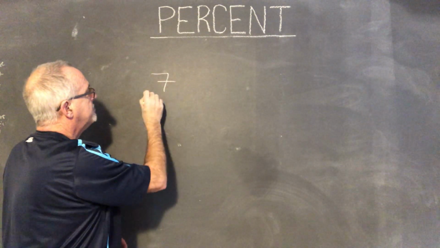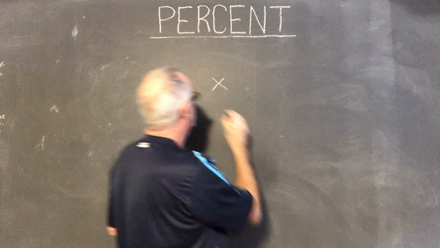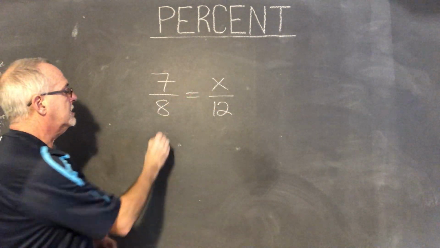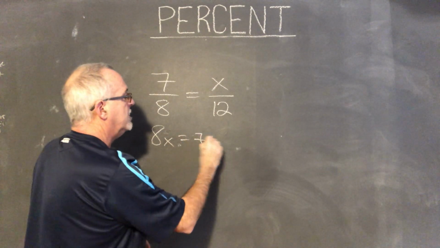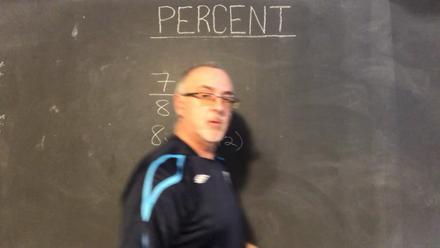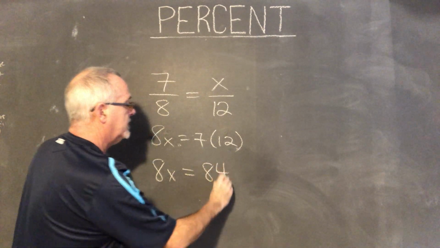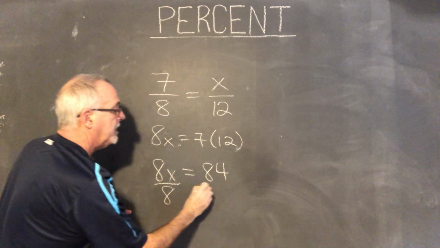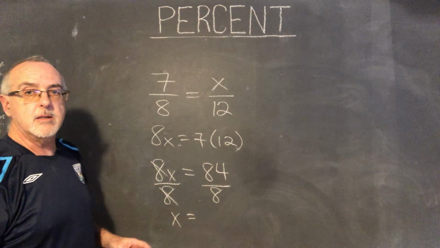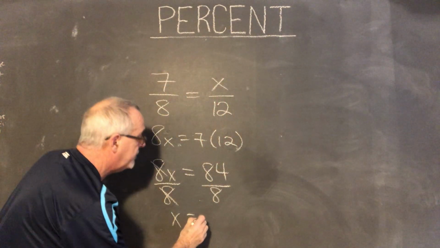7/8 equals x over 12. Cross multiply: 8x equals 7 times 12. Hey, that's 7 times 12. We had that in the last one, didn't we? Yes, we did. So we have 7 times 12 equals 84 again. But we're not going to divide the 84 by the same number this time. This time we're dividing both sides by 8. And what's happening when we cancel is 84 divided by 8 is giving me a decimal. It's giving me 10.5.